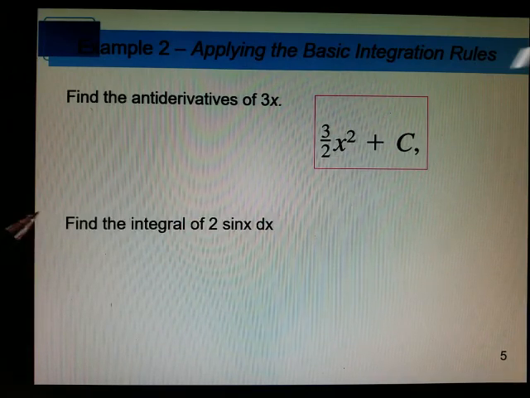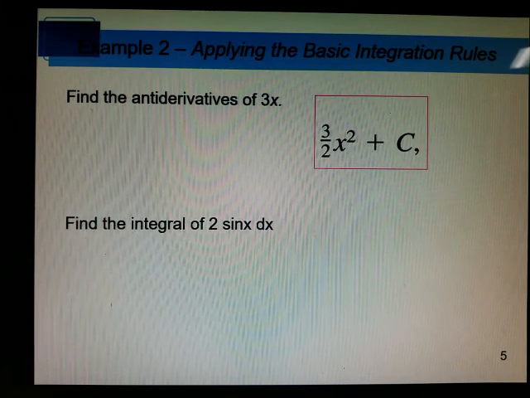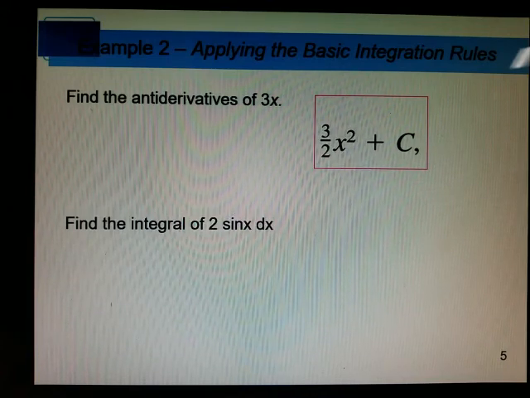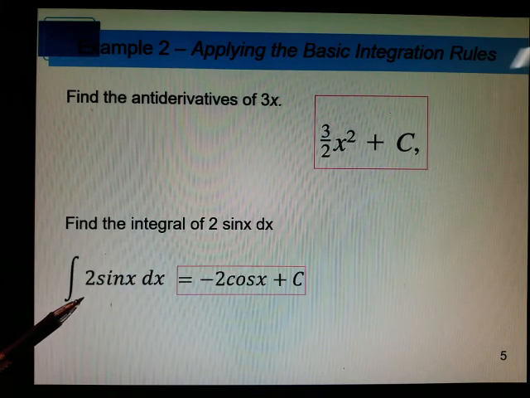So I want to find the integral of 2 sine of x. So antiderivative, integral, either way, the reverse of the derivative. Now we know the derivative of the cosine is negative sine. So the derivative of the negative cosine would be positive sine. And that just happens to be a coefficient. So we're just going to have 2 times the negative cosine, therefore it's negative 2 cosine of x, and again plus a constant, because derivative of all constants is 0.